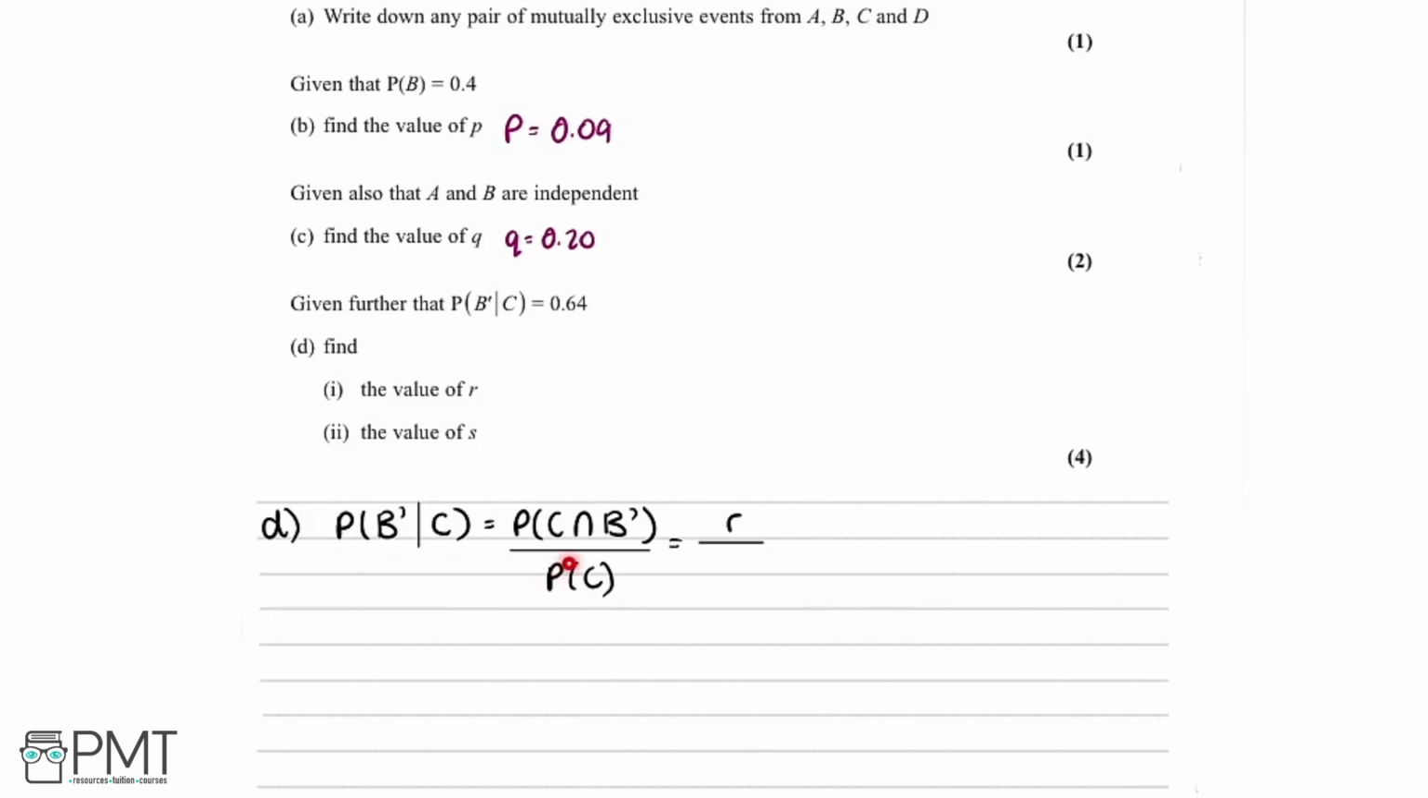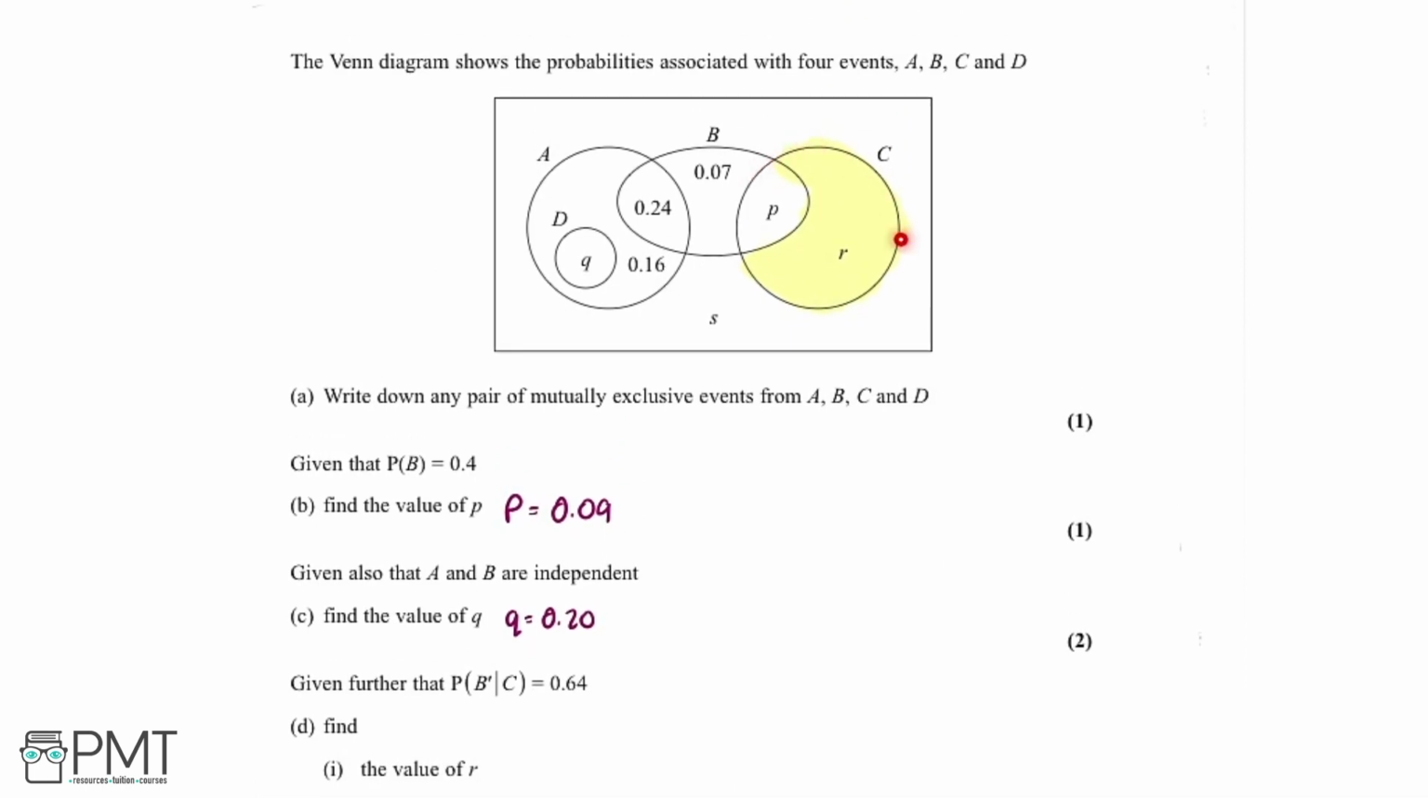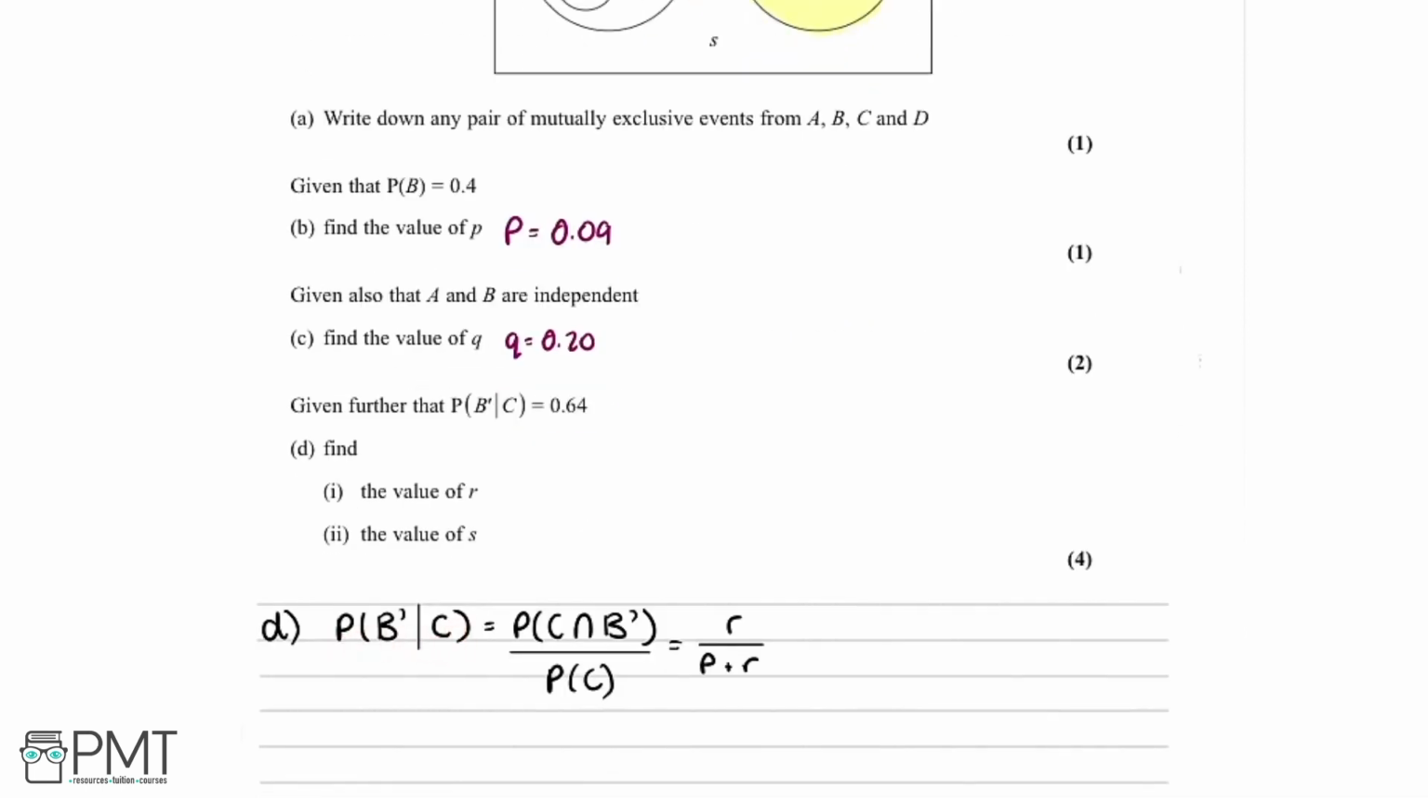Now we've got the probability of C, and the probability of C here is just going to be P plus R. We know up here that this equals 0.64. So we say, okay then, therefore 0.64 equals R all divided by P plus R. And in the previous part we found out that P equals 0.09, so we've got that 0.64 equals R all divided by 0.09 plus R. So this is great.